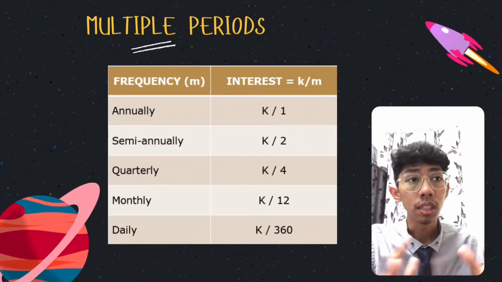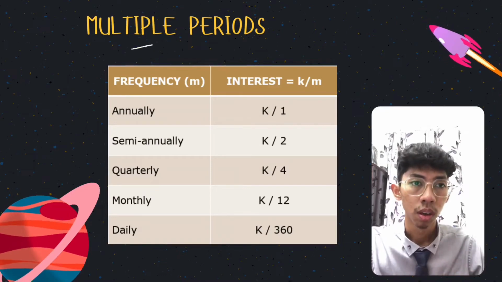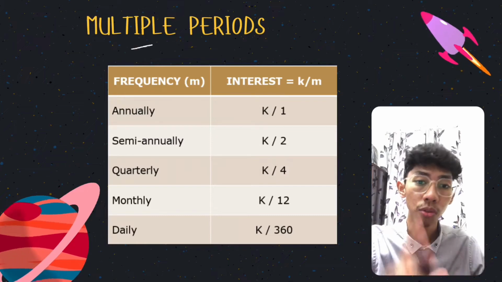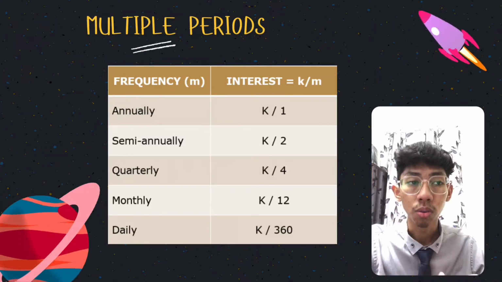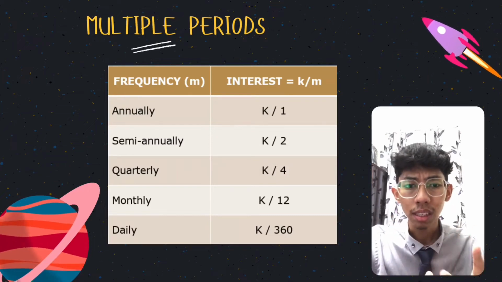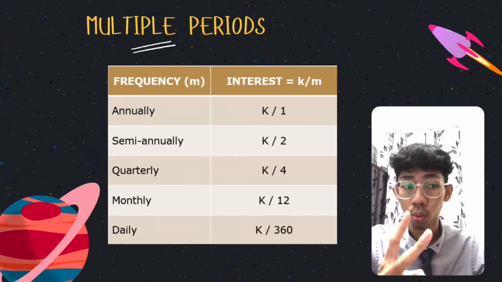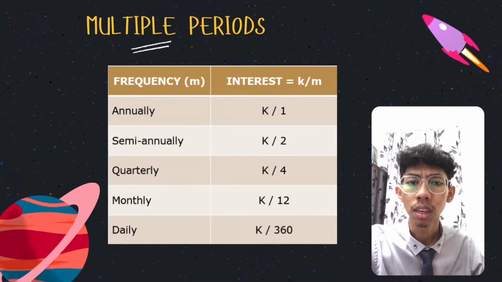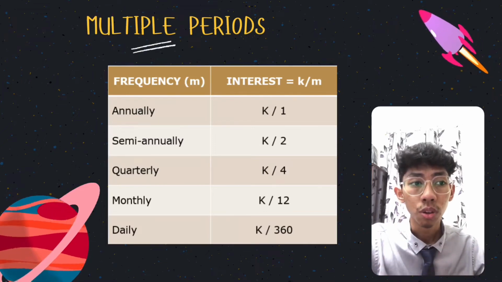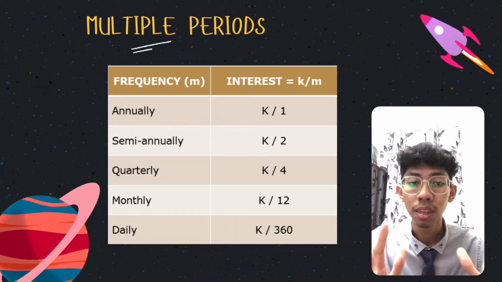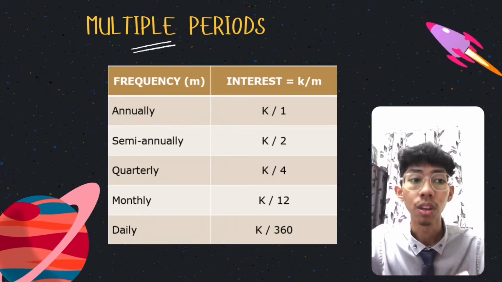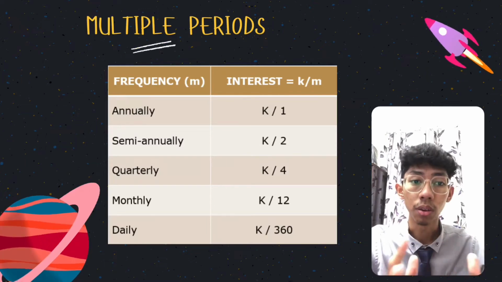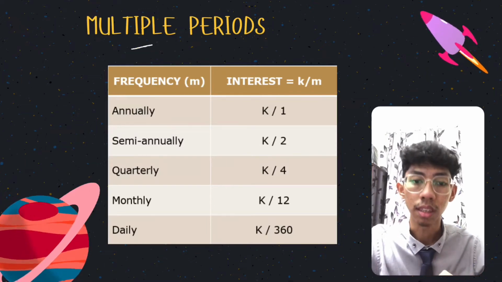So, this is the table of multiple periods. For frequency annually, interest rate must be divided by 1. Frequency semi-annually, interest rate must be divided by 2. Frequency quarterly, interest rate must be divided by 4. Frequency monthly, interest rate must be divided by 12. Frequency daily, interest rate must be divided by 360 days.